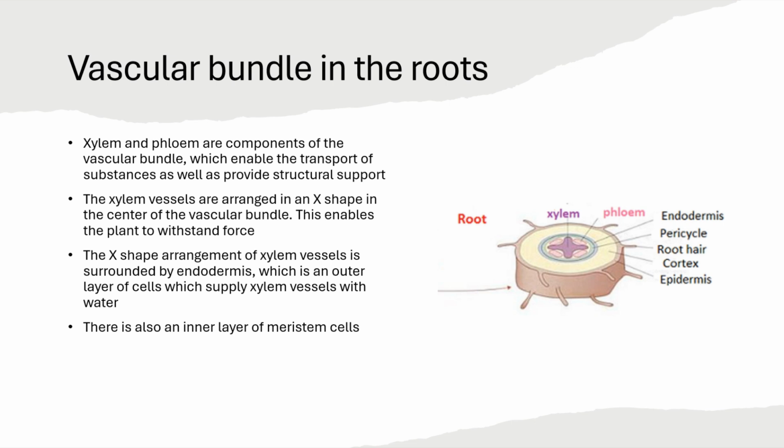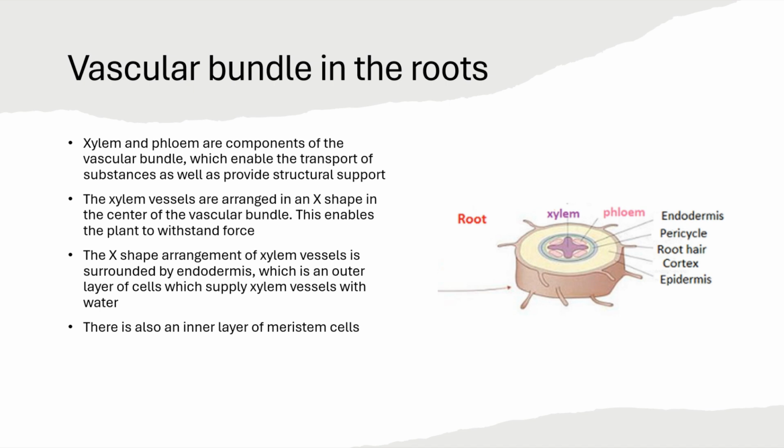Vascular bundle in the roots here. So xylem and phloem are components of the vascular bundle, which enable the transport of substances as well as provide structural support. The xylem vessels are arranged in an X shape in the center of the vascular bundle. So only in the roots. And this enables the plant to withstand a lot of force in the roots, because obviously there's a lot of force from water and that kind of thing. So it's going to have to combat that.